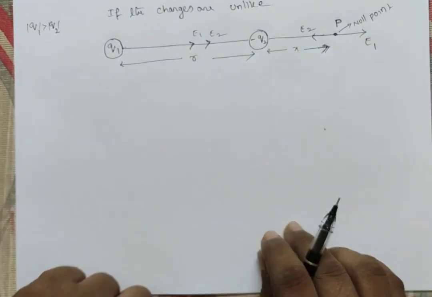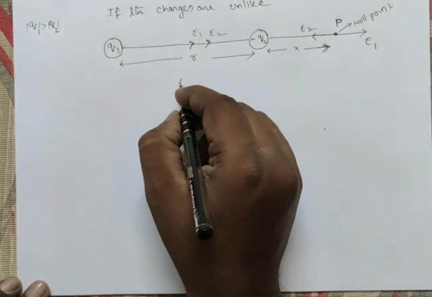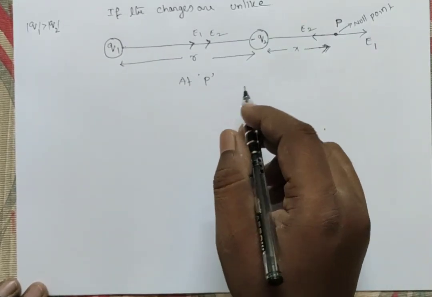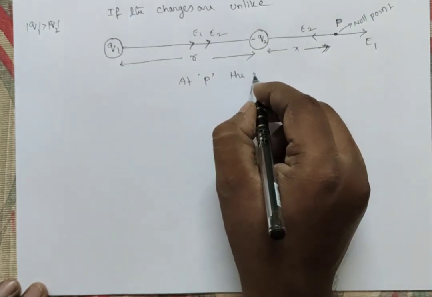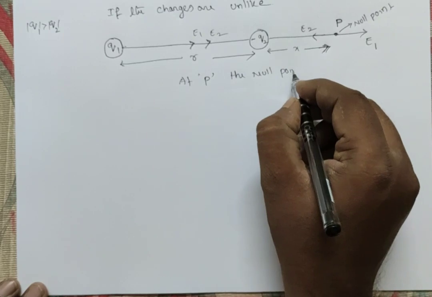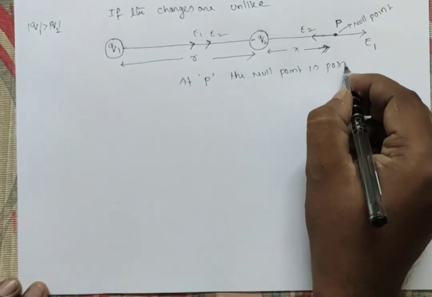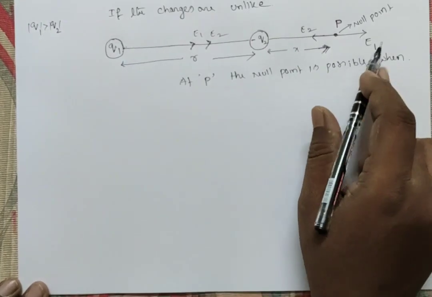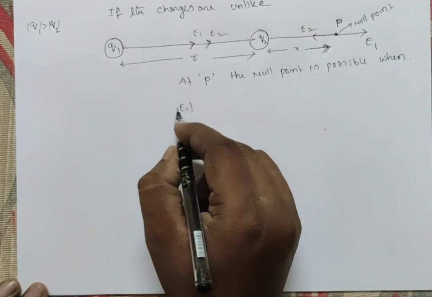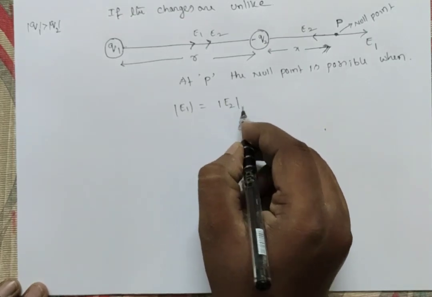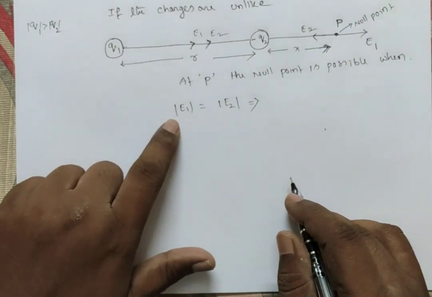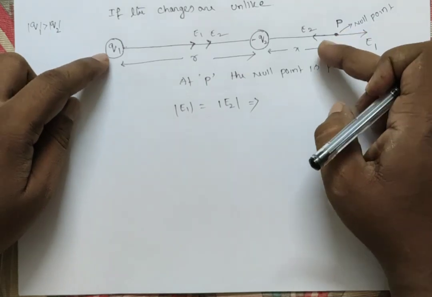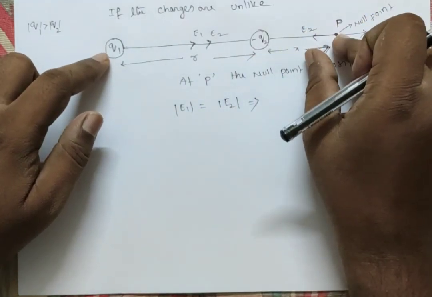So what I am doing now is at P, the null point is possible when the magnitude of E1 is equal to the magnitude of E2. What is the magnitude of E1? That is the electric field intensity due to the positive charge. So totally the distance from Q1 to P is R plus X.